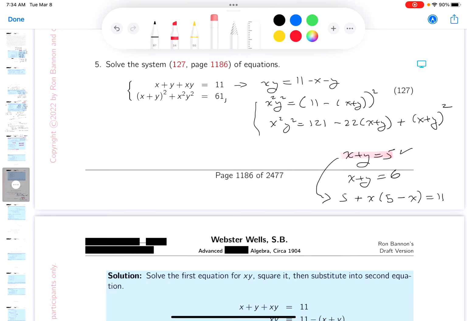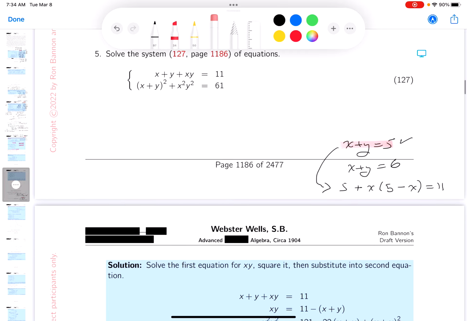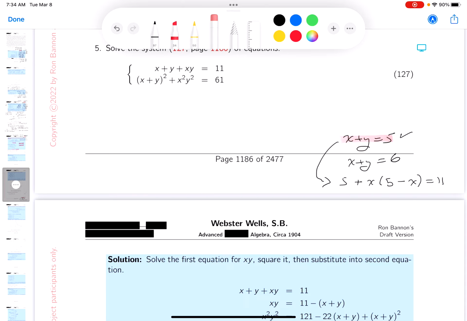Let's see. I think I can erase these distractions too. Gives me a little extra room to work on it. All right, so let's write this down. And you're going to get 5 plus 5x minus 5x squared equals 11.